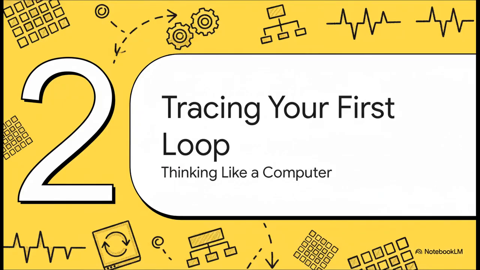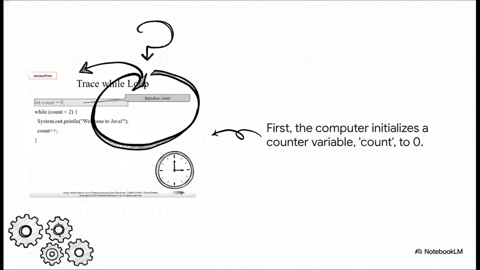Okay, to really nail this stuff for your exam, you have to learn how to trace a loop. All that means is following the code step by step, just like the computer does. It's a crucial skill. So come on, let's trace this simple while loop together. All right, first things first. Before the loop even kicks off, we have to set up our counter. So here, a variable we're calling count gets created, and we give it a starting value of 0. Think of it as our starting line.